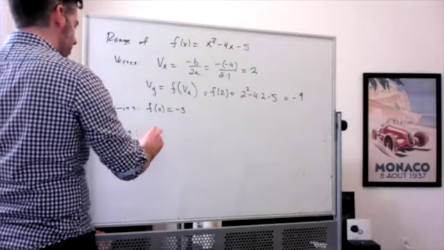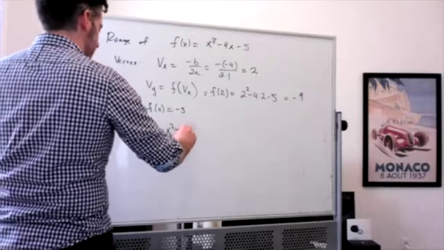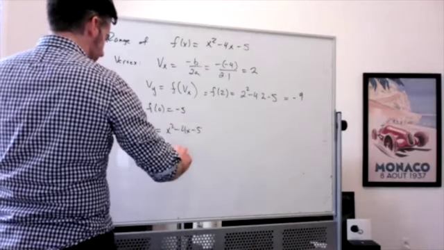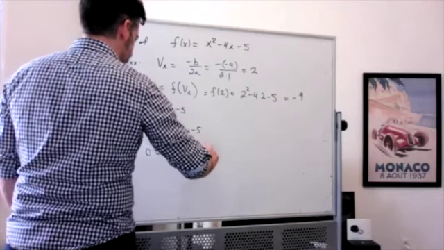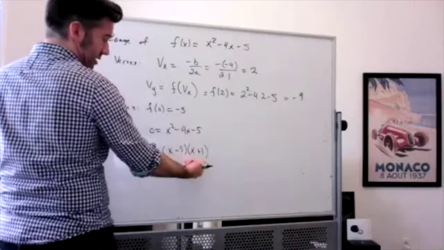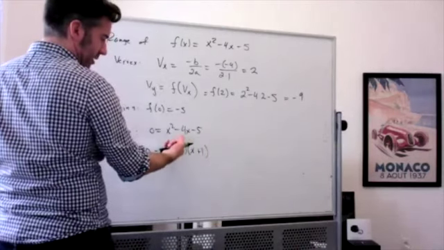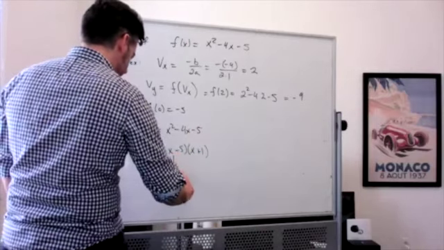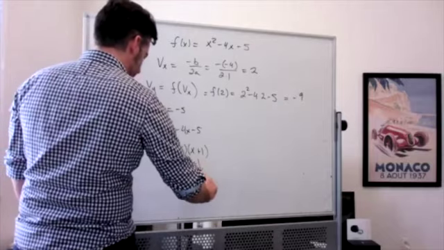So I set the function equal to 0, x squared minus 4x minus 5, and I can factor that as x minus 5 times x plus 1, because minus 5 and positive 1 multiply to negative 5 and add to negative 4. So my x-intercepts are x equal to positive 5 and x equal to negative 1.